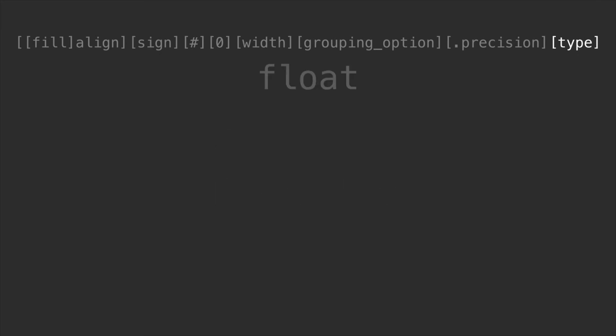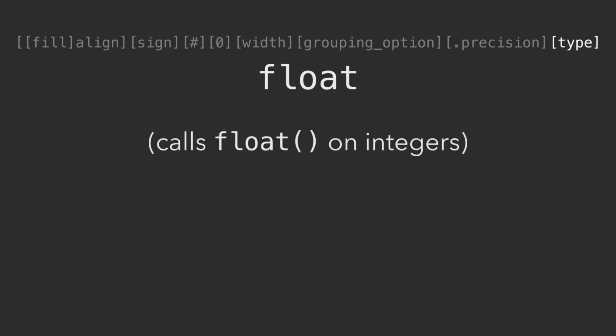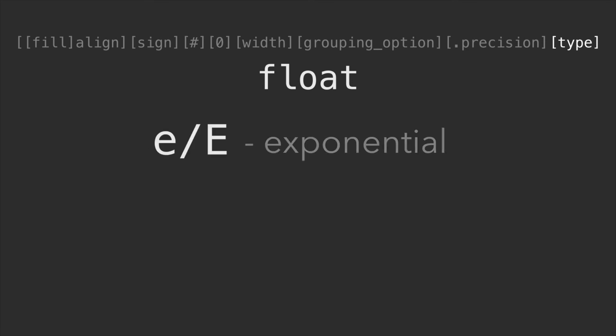There are also some for floats. Integers can be formatted with these as well. If you use a float presentation type on an integer, it will be implicitly converted to float using the float function. E is exponential notation, and it will provide the number in scientific notation using e for the exponent. If you use a capital E, then a corresponding capital E will be used for the exponent.